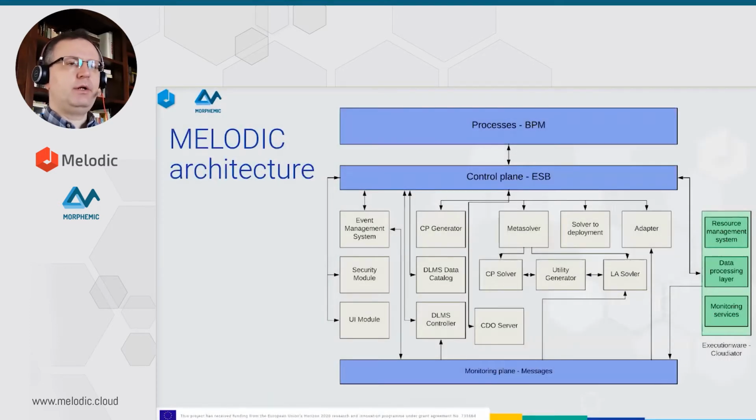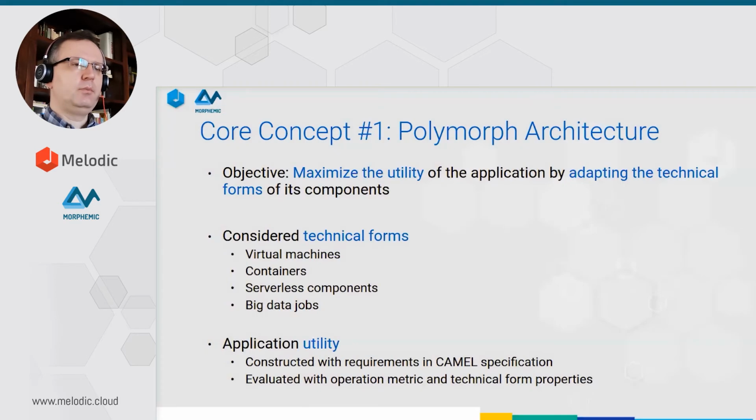Here we have the overall architecture of the Melodic. I will maybe not go too deeply into that, but a few key elements are that we are using the microservice architecture. Each of the key modules is a separate microservice. We are using Enterprise Service Bus, Mule ESB in the Community Edition, as a control plane. The logic and business flow is orchestrated through the BPM. We are using Camunda, and the monitoring plane for sending metrics is implemented using the ActiveMQ broker.